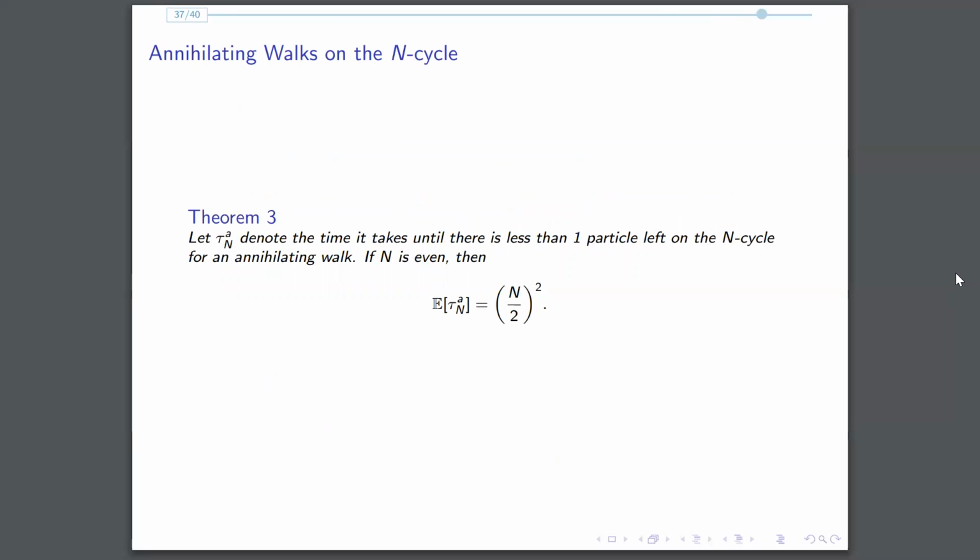We have some results regarding this variation of the problem. Let tau NA denote the time it takes until there's less than 1 particle left on the n cycle for an annihilating walk. If n is even, then the expected value of tau NA is equal to n over 2 squared.